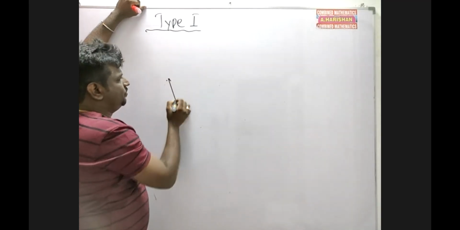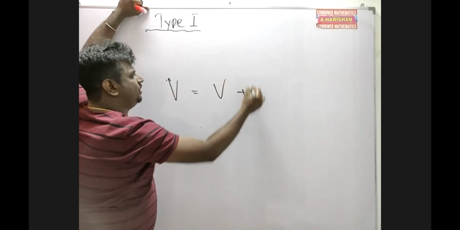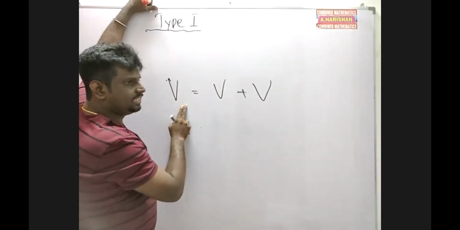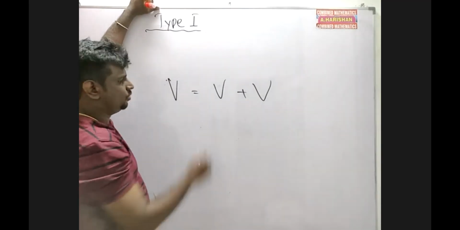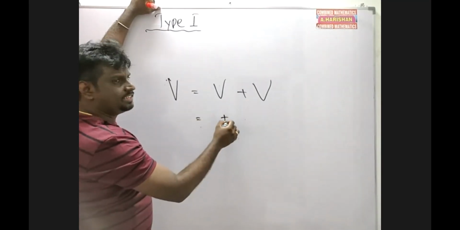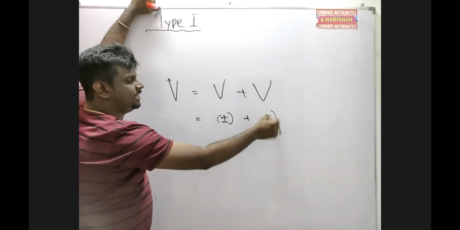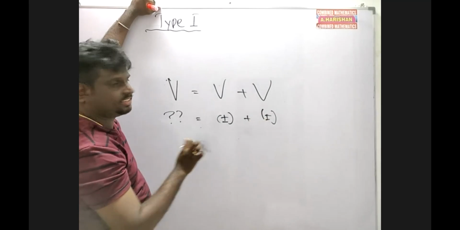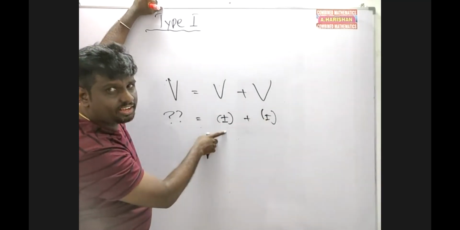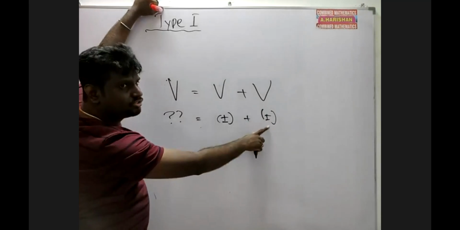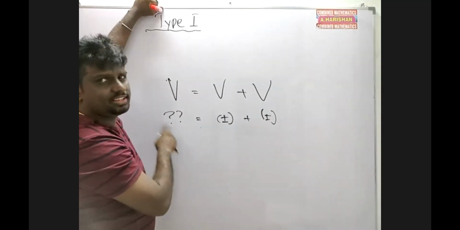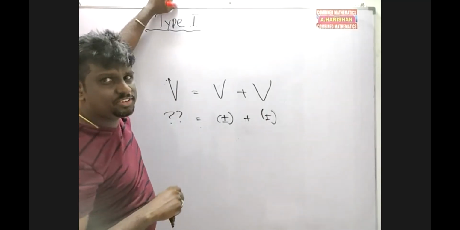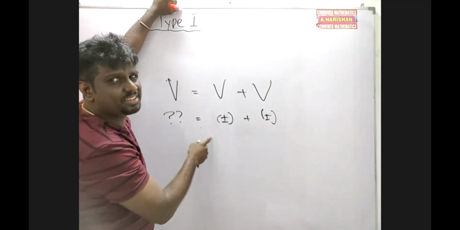V equals V plus V, something like that, the normal relative velocity principle. Here the basic case is plus minus given, and here plus minus given. You have to find this. That means the magnitude and the direction are given, and you have to find the other one, the magnitude and the direction: 2 unknowns. Usually in physics questions, you will end up with something like this.